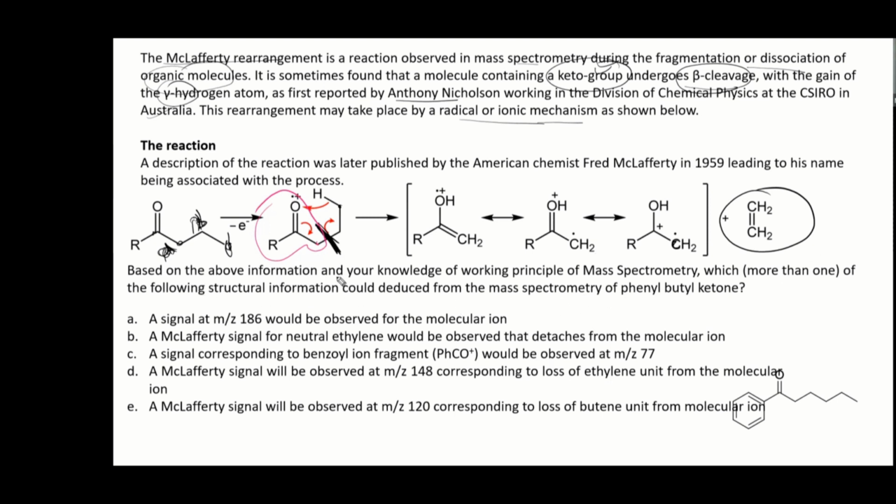So based on the above information and your knowledge of the working principle of mass spectrometry, which one or more of the following structural information could be deduced from the spectrometry of phenylbutyl ketone. So this is the phenyl ring, and this is 1, 2, 3, 4. This is not butyl, by the way. This is 1, 2, 3, 4, 5. Phenyl pentyl ketone. Okay, that's wrong there. So please make note of that.